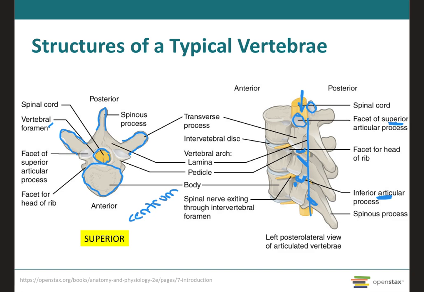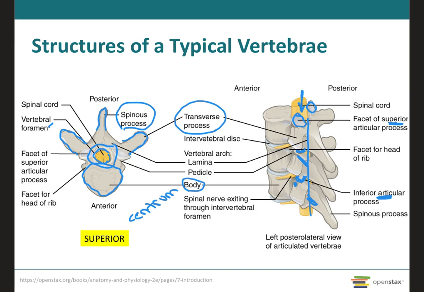Of these bone features that we talked about, the only ones that will appear in all vertebrae are the transverse process, the vertebral foramen, and the articular facets, either the superior or inferior articular facets. The body is not present in all of them, and neither is the spinous process. And we will talk about this when we talk about the specific types of vertebrae.